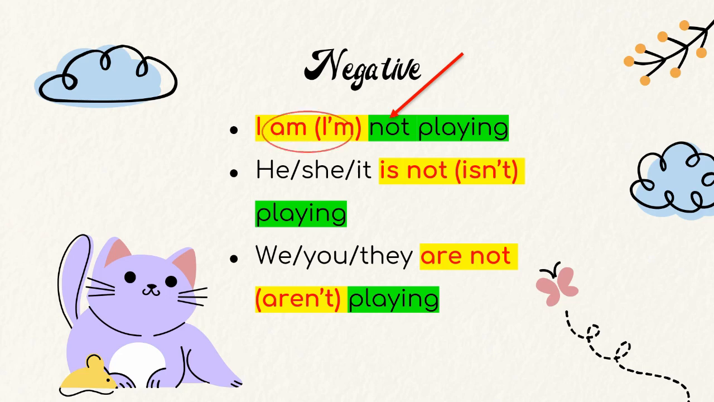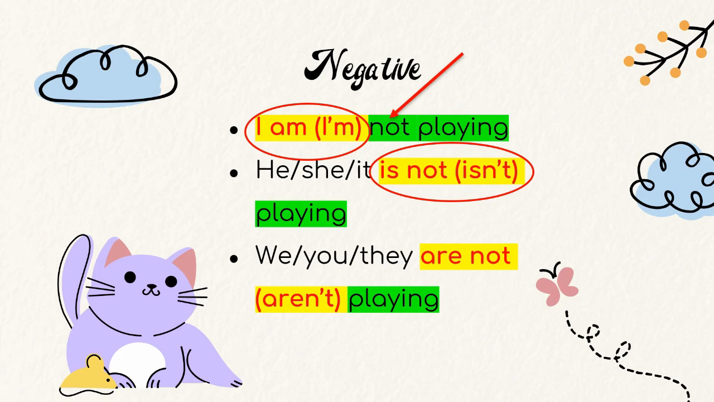But when it comes to is not or isn't, when you say it's not, it's already defining. It is not playing. So here you do not need to add another not. You just say isn't playing or is not playing. So is not becomes isn't. So he isn't playing. He's not playing. He isn't playing.